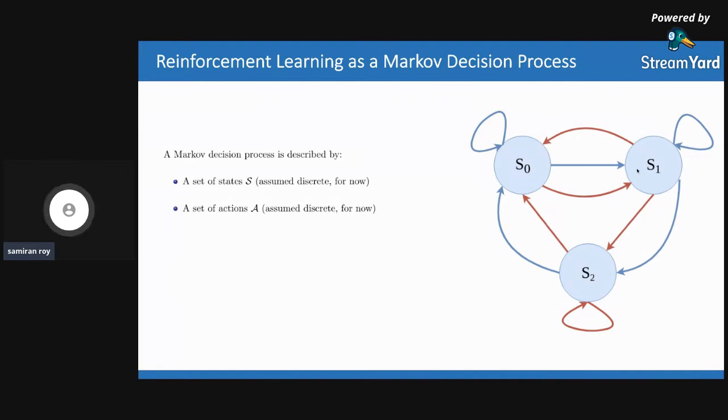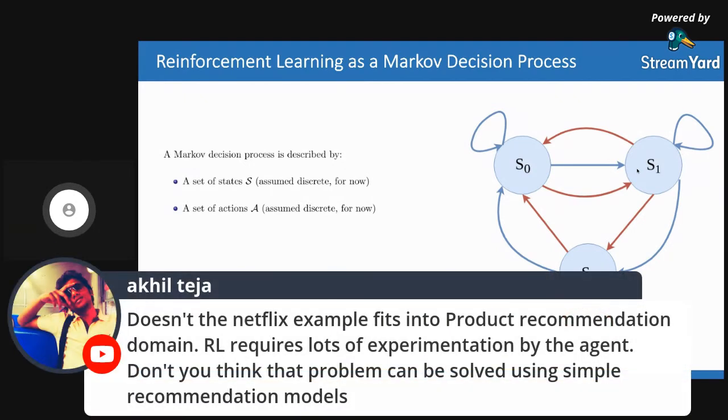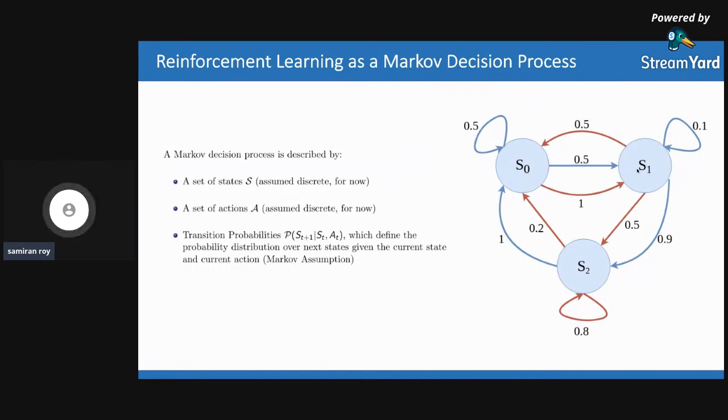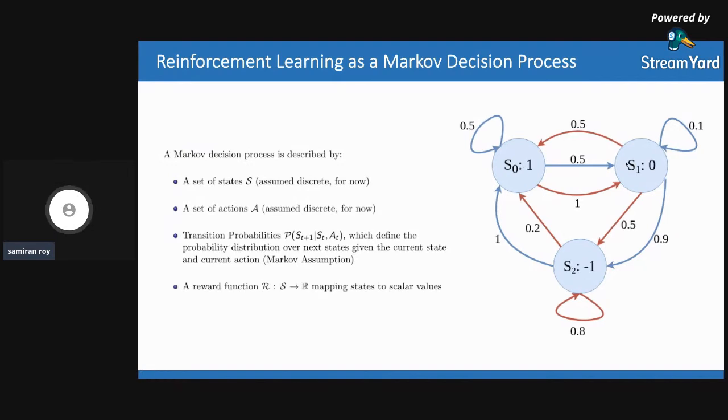This is to model the stochasticity that happens in real life. You decide to overtake a traffic signal. You might be caught by the traffic police, you might get home safely. It all depends on a probability, and that probability is encoded by something called the transition probability function. It basically tells you the probability of landing in each state given an action. And finally, you have a reward associated with each state. Here, if you land up in state S0, you'll get a reward of 1. If you land up in state S2, you'll get a reward of -1.